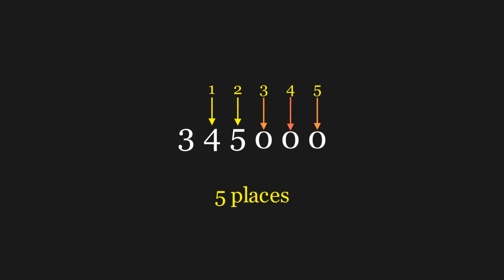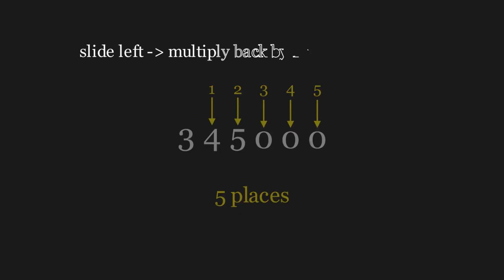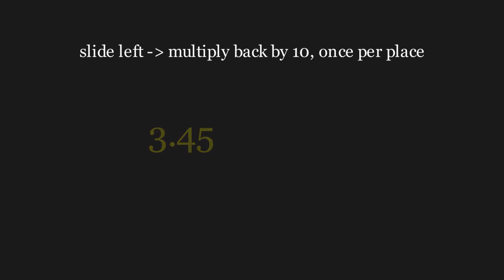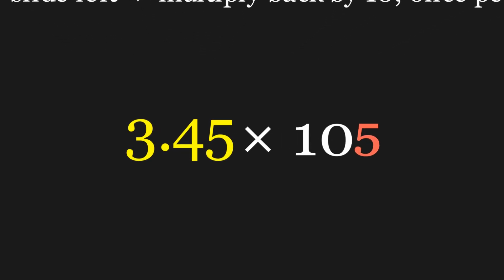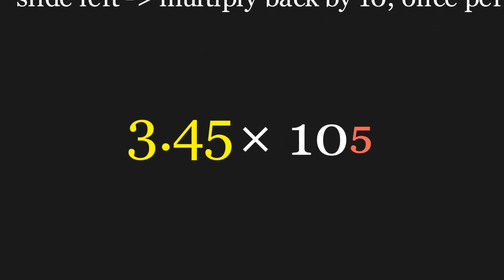Here's the key rule. Every place you slide the decimal to the left, that's one more multiplication by 10 you have to add back to keep the number equal to what it started as. Moving 5 places left means we multiply by 10, 5 times. In other words, 10 to the 5th power. So 345,000 becomes 3.45 times 10 to the 5th power.